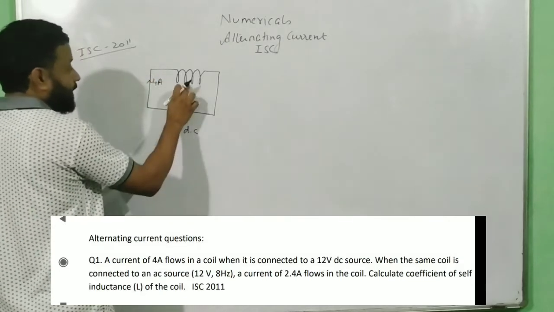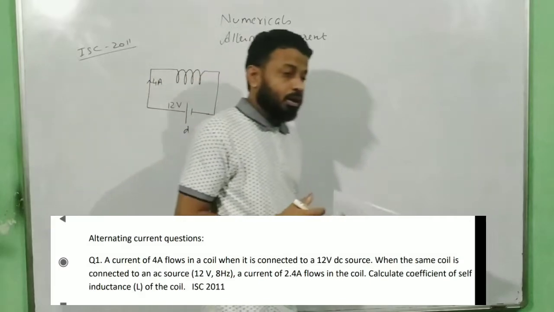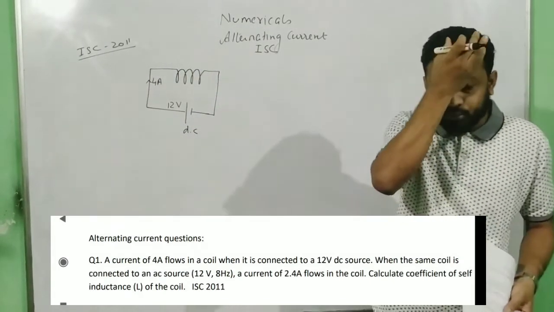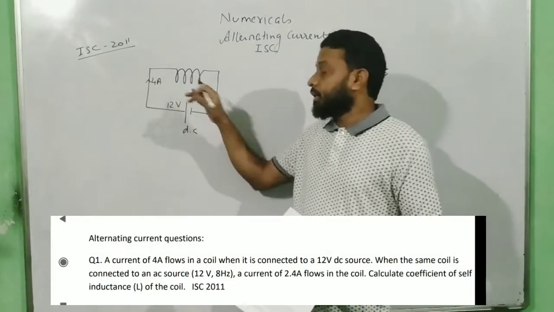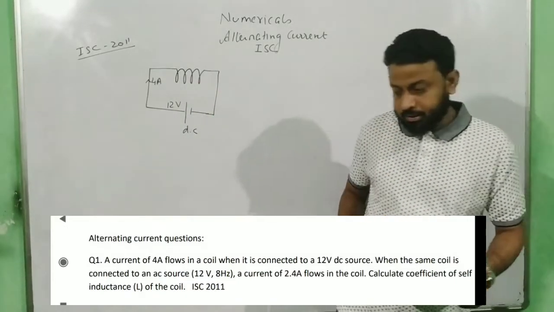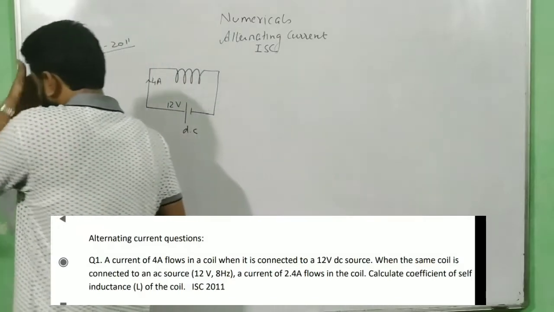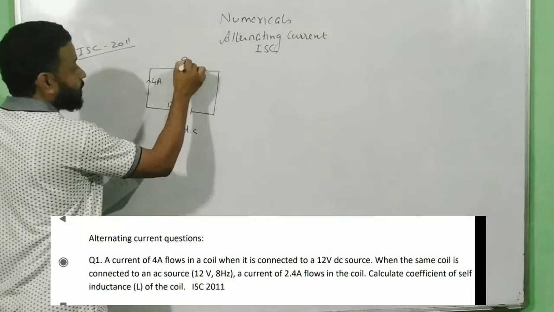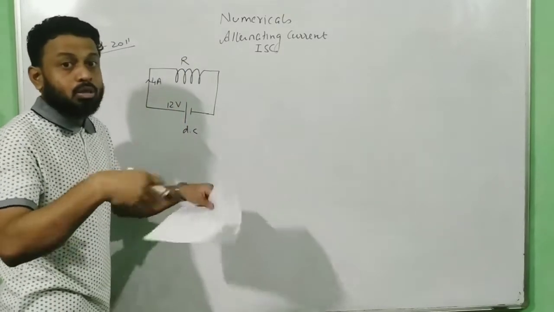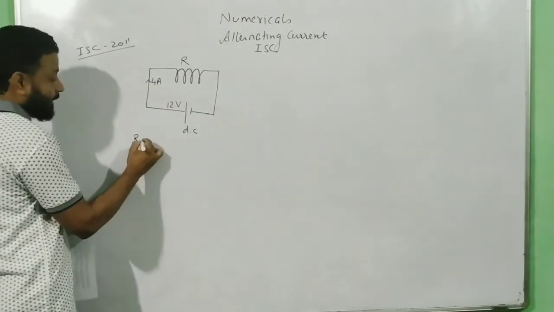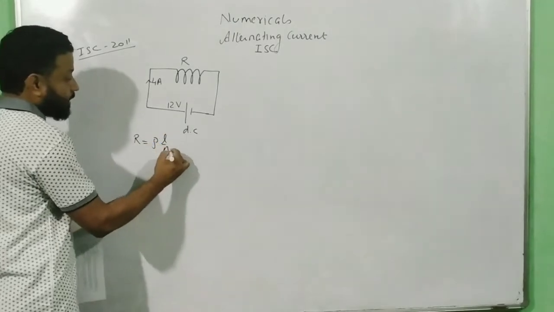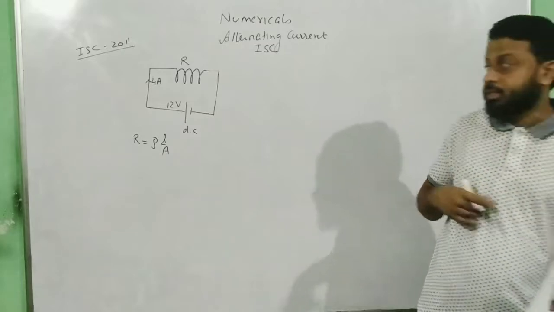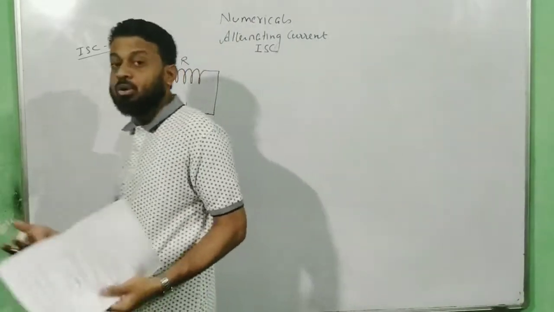Now remember, an inductor does not offer any reactance to a DC. Focus on the word which I am using. An inductor does not offer any reactance when connected to a DC supply. So whatever resistance it offers will be the resistance because of its own length and cross-sectional area, because we know that resistance is equal to rho L by A. Any conductor having a certain length and a certain area will definitely offer its resistance. So we call this the internal resistance of the coil.